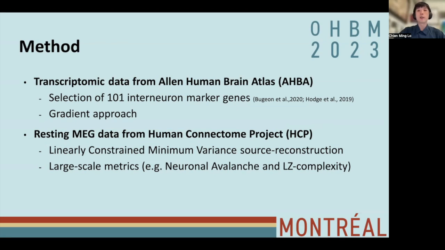For the MEG data, we conduct source reconstruction by the LCMV method and compute large-scale features that capture different levels of brain activity, such as neuronal avalanche and the Lempel-Ziv complexity. This combined approach enables us to explore the intricate relationship between molecular profiles and the macroscopic activity pattern across the human brain.